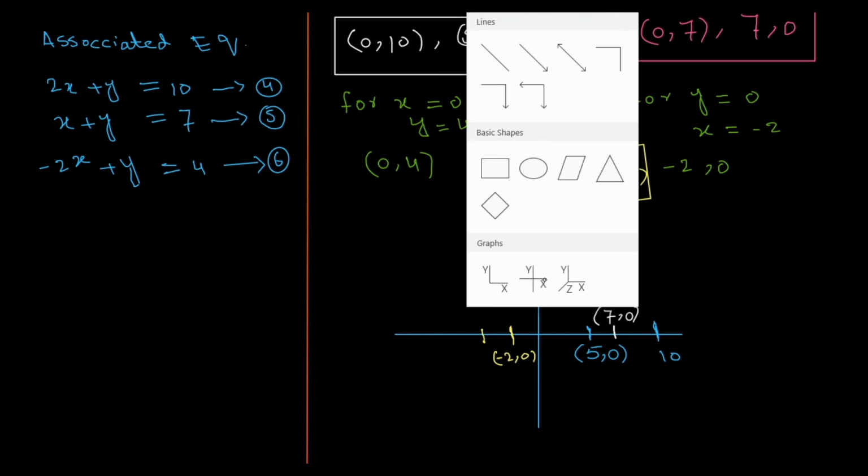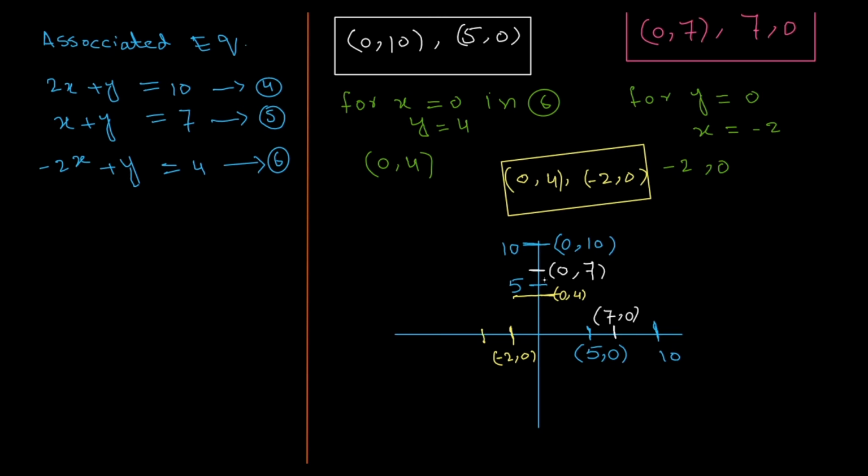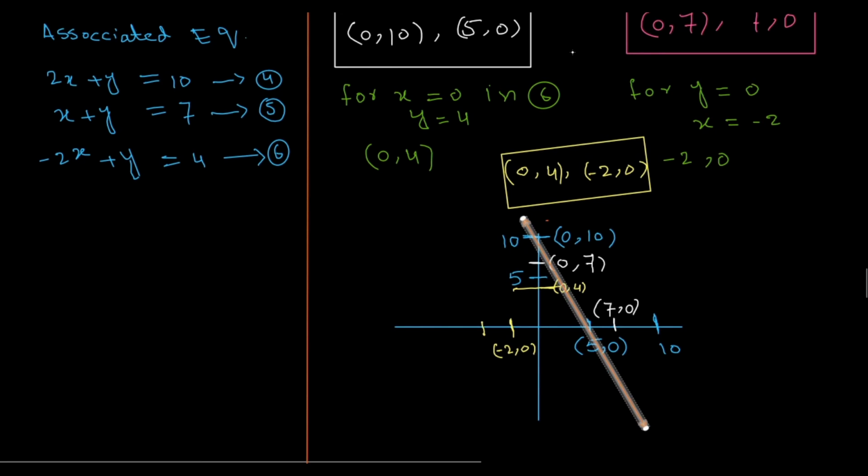So when we pass the line through these 2 points, 0 comma 10 and 5 comma 0, our line will be just like this. If you see that the line is not passing through the required point from where we want to pass. Okay, once again, if I would like to draw, yes, now it is correct.